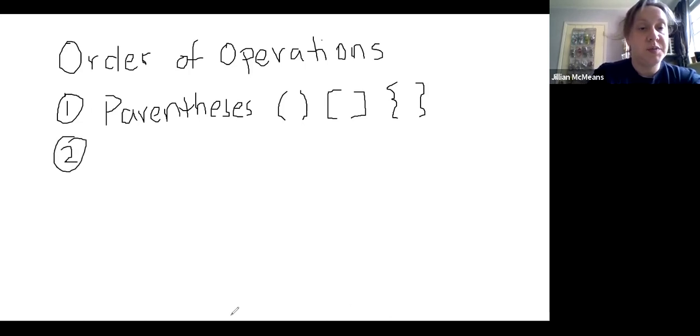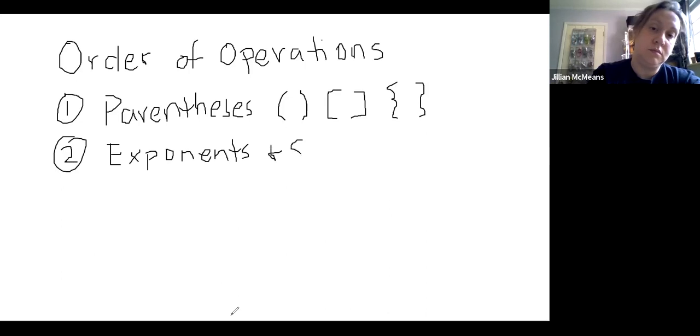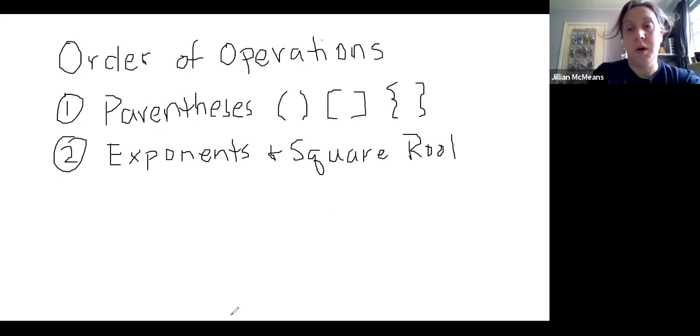Next, you would do exponents and square roots. Okay? And sometimes you'll see square roots up in the grouping symbols because you could have a square root that had a problem of its own inside, but generally speaking, exponents and square roots are the second step. The third step is multiplication and division. Multiplication and division kind of do the same thing, just in reverse of each other, but they're going to count as the same step always.